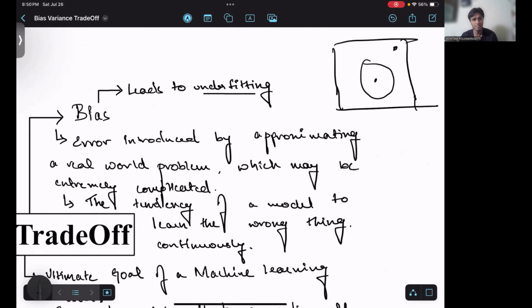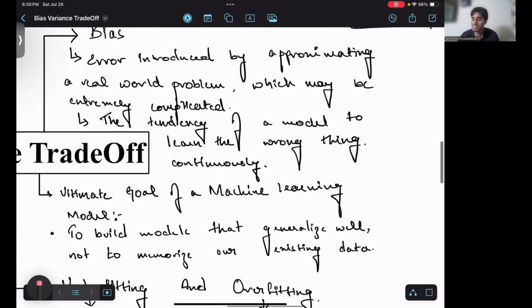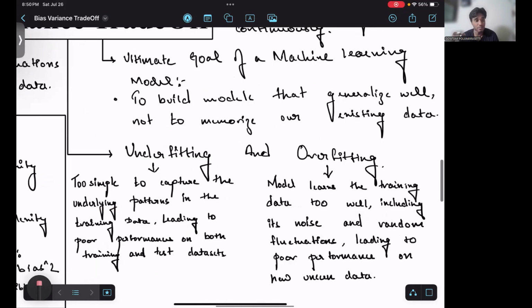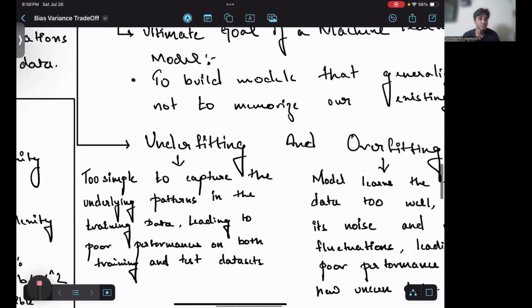So, why does this happen in ML? If your chosen model is too constrained or too basic to capture the true underlying patterns in your data, it will have high bias. It makes overly simplistic assumptions. This leads to a common problem called underfitting. So, what is an underfitting model? An underfitting model is a too simple model that fails to capture the underlying patterns in the training data, leading to poor performance on both training and test data sets.